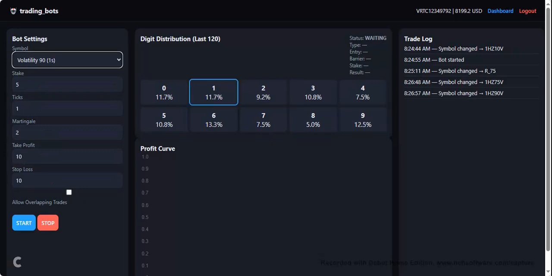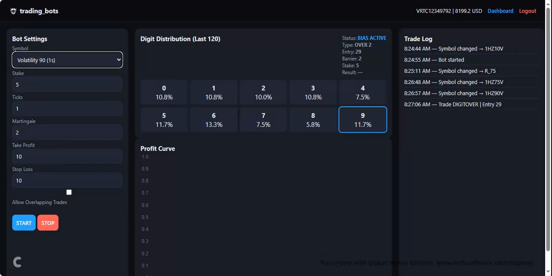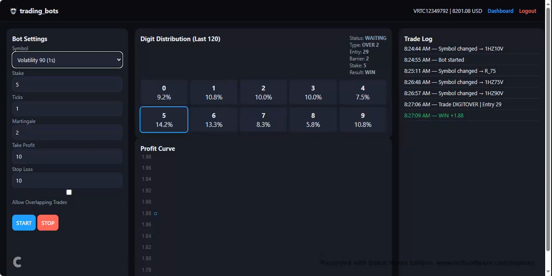To maintain disciplined operation, the bot integrates structured risk management tools, including configurable take profit, stop loss, and optional martingale progression, allowing trades to be managed systematically while maintaining controlled exposure.